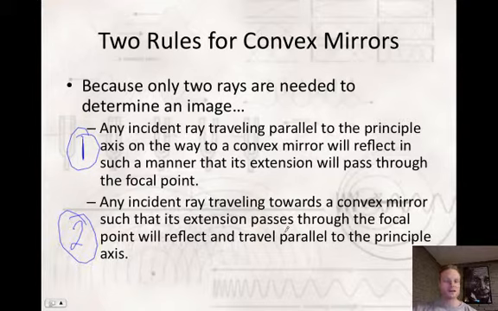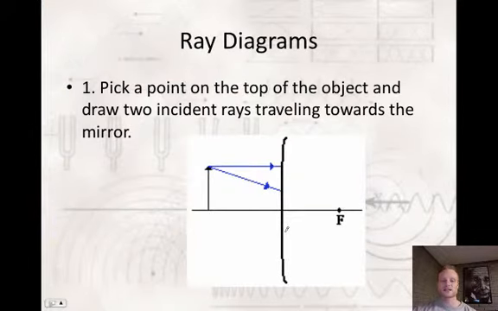So I'm going to go step by step through the rules to drawing a ray diagram. I'll do 2 example problems with you guys, and I really think the example problems are where the meat and potatoes are going to be in terms of drawing ray diagrams for convex mirrors. So let's start talking about the 4 steps.